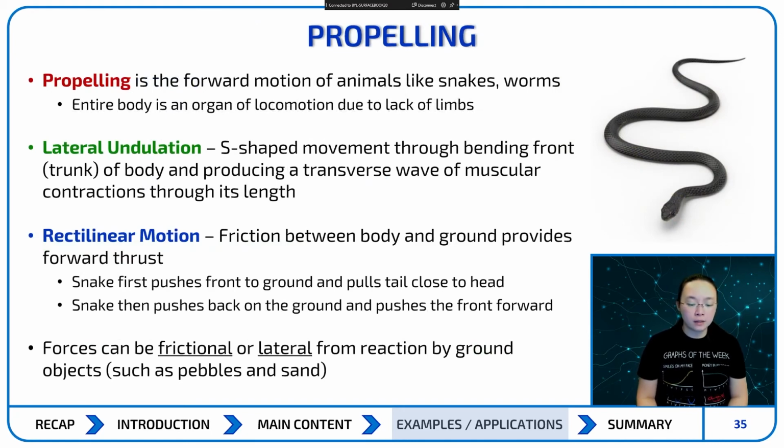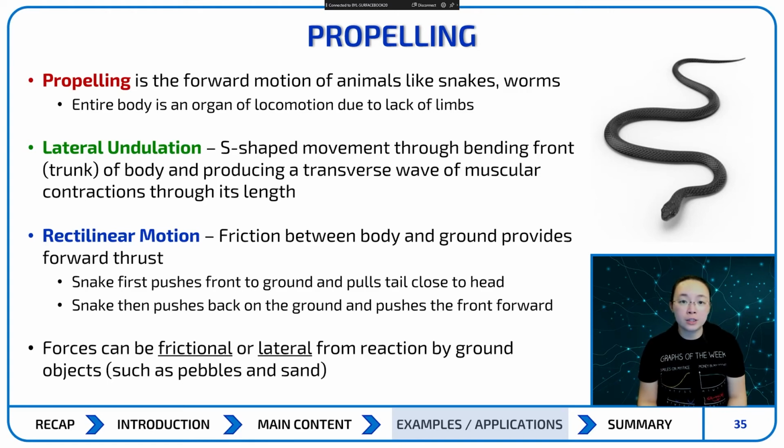Now the next type of motion is propelling. In terms of propelling, it's a forward motion of animals that exists for snakes and worms. Your entire body would basically be an organ of locomotion due to a lack of limbs. And if you don't have limbs, then all you're stuck being able to do is moving the parts of your body to propel yourself forwards. Usually there will be some sort of contraction of lengthy body parts and then an extension so that you can move forward.